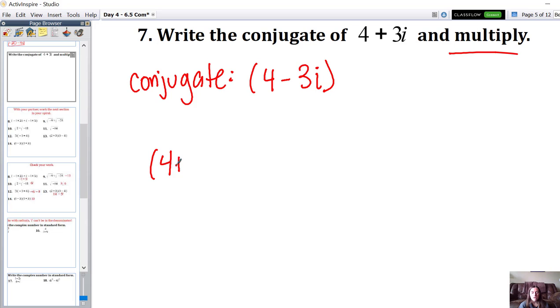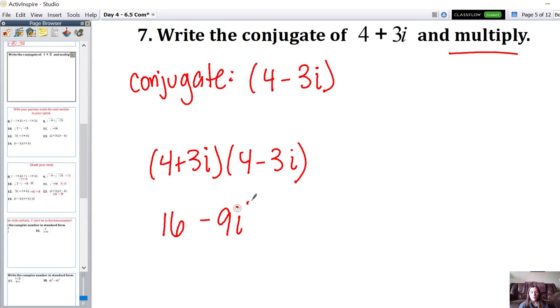So we have 4 plus 3i times 4 minus 3i, and if you remember when we were talking about conjugates for radicals, if we were to FOIL this, the outside and inside terms would just cancel out anyway, so all I need to focus on is the first with the first and the last with the last. So 4 times 4 is 16. 3i times negative 3i is negative 9i squared, but i squared is negative 1. Negative 1 times negative 9 is positive 9, so we have 16 plus 9, which is 25.